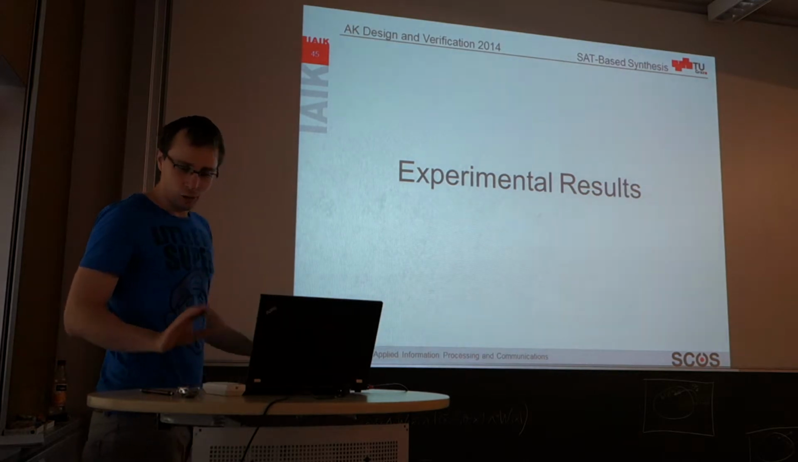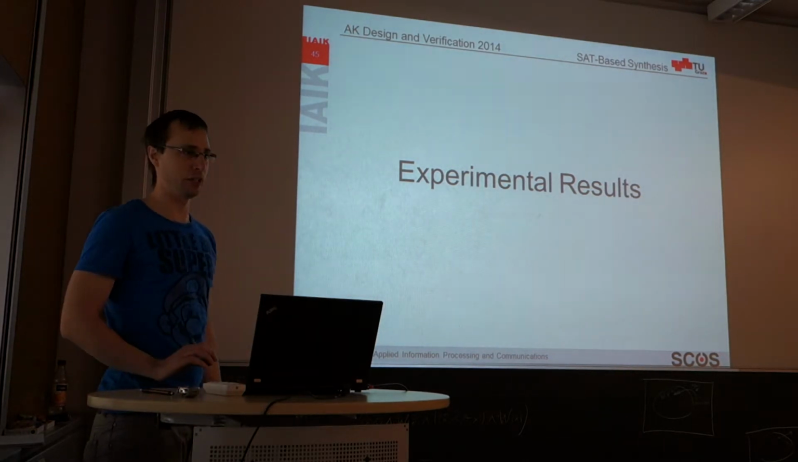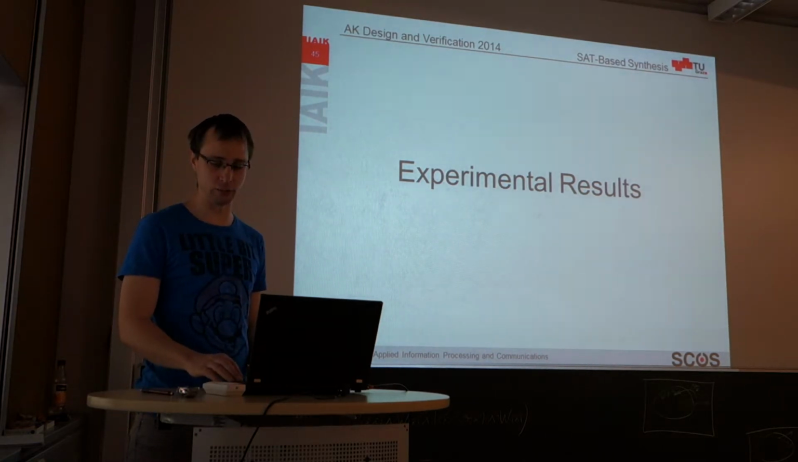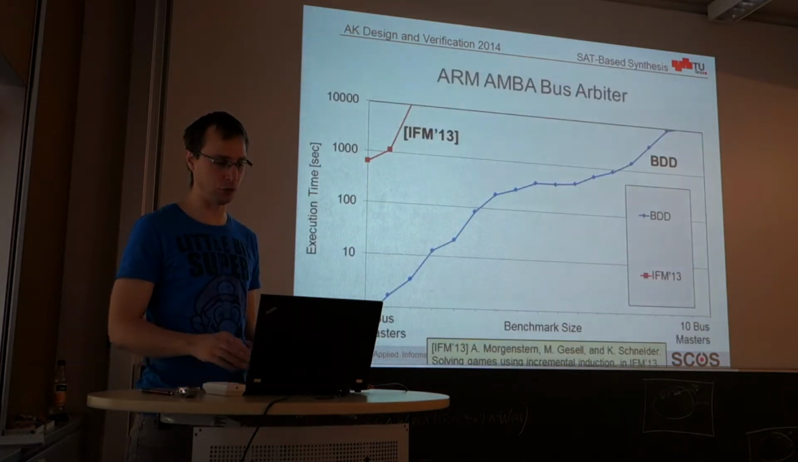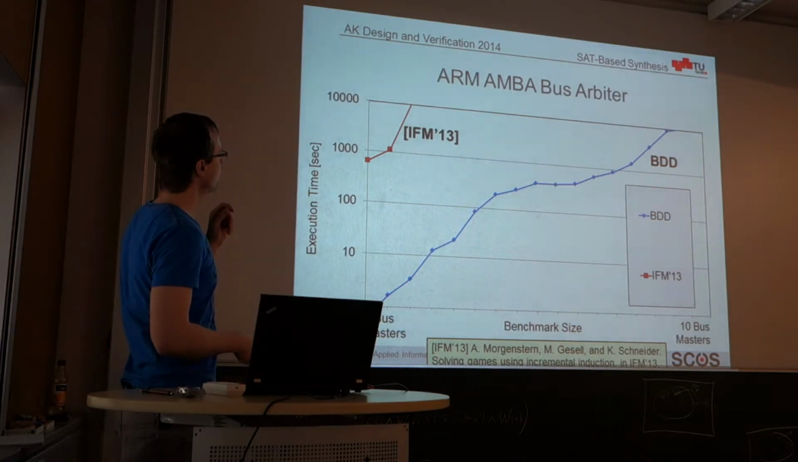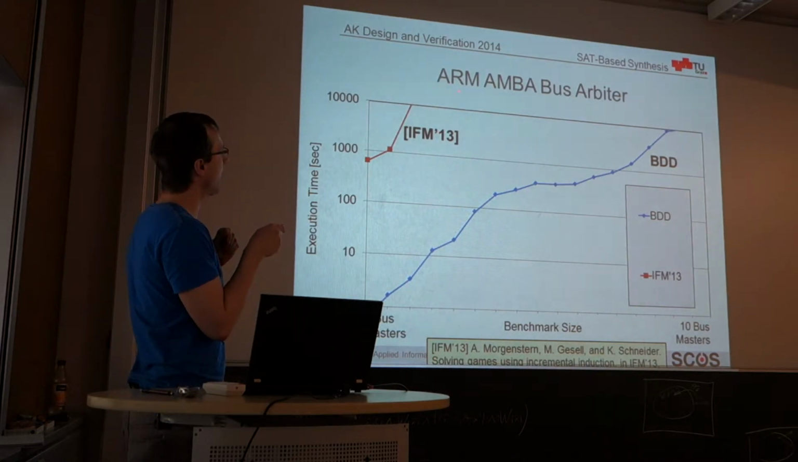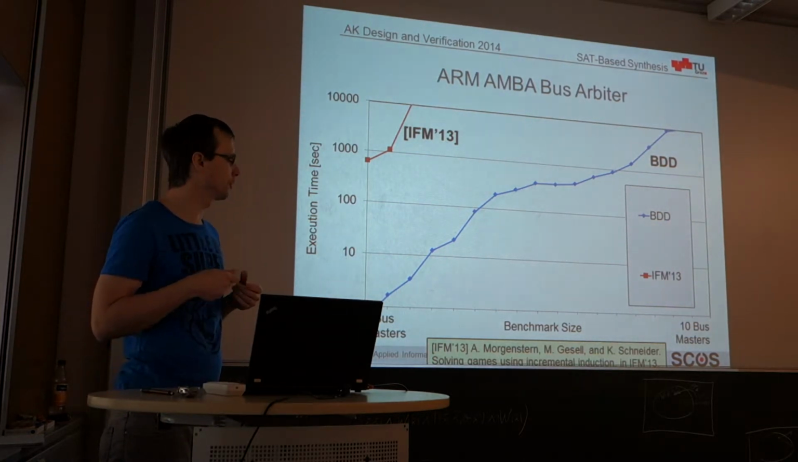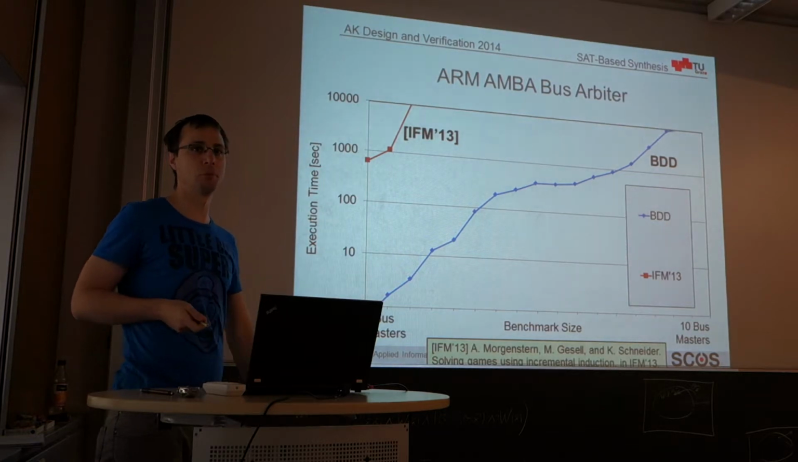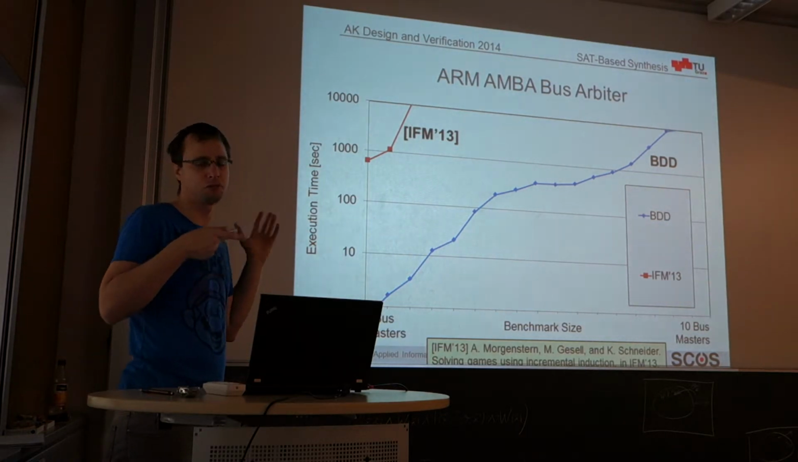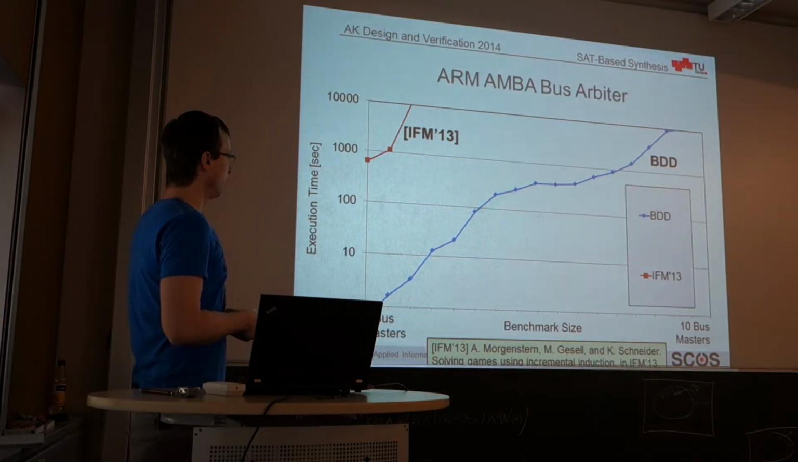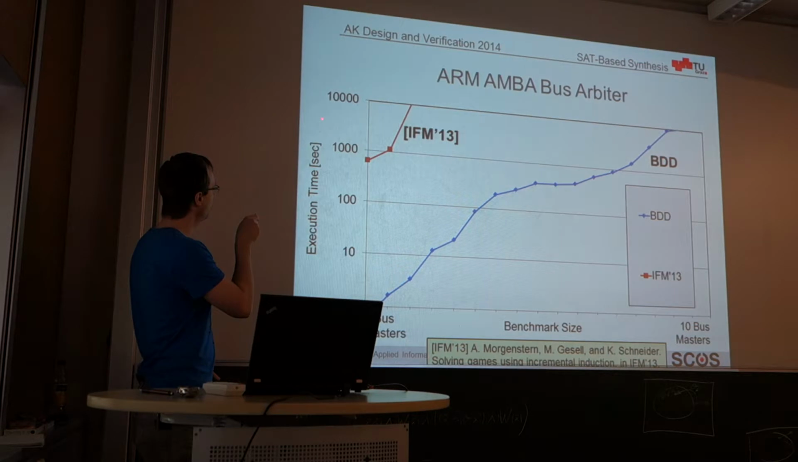Let me now, in the end, show you some experimental results we performed in order for you to get a feeling how well these algorithms perform or not perform on certain benchmarks. The first benchmark is an ARM-AMBA bus arbiter. You also have this benchmark, I think, in your benchmarking framework. This can be seen as a really industrial, realistic benchmark. I want to compare here the execution times for the different methods.